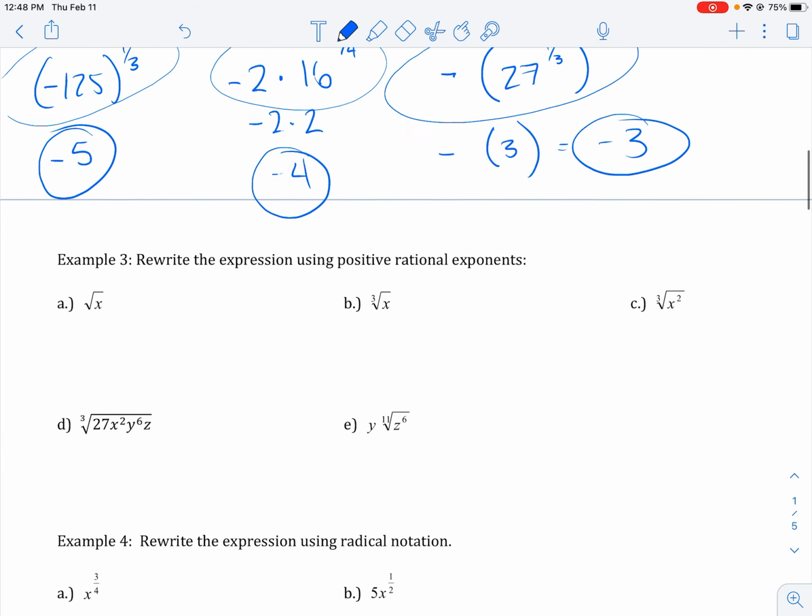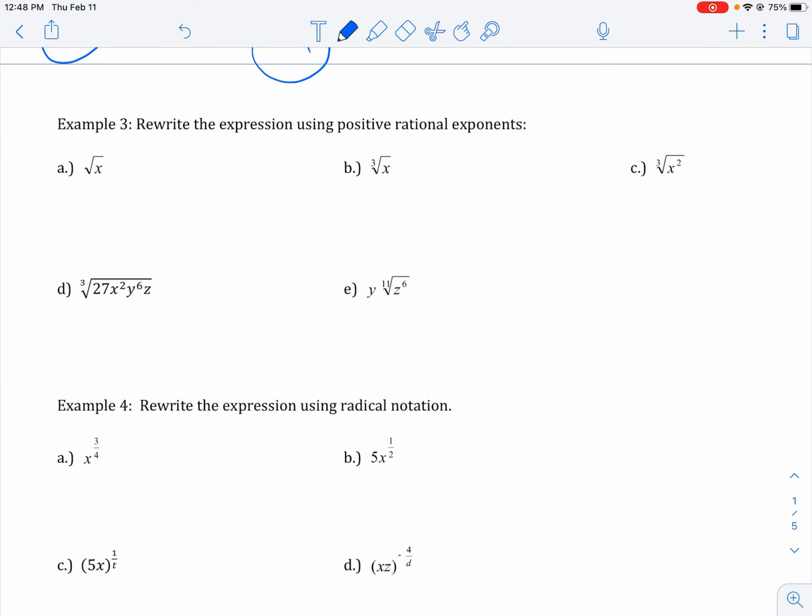Let's take a look at number 3. Number 3: rewrite the expression using positive rational exponents. Even though we don't see it there, we know that that's a 2. So this is x to the 1/2. This is x to the 1/3. This is x to the 2/3. Now, this is where it gets a little tricky.